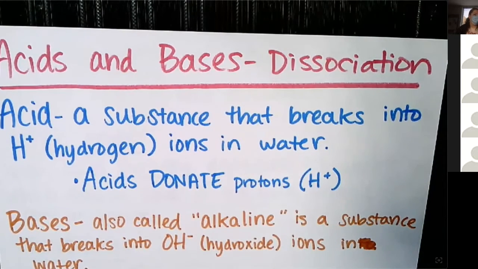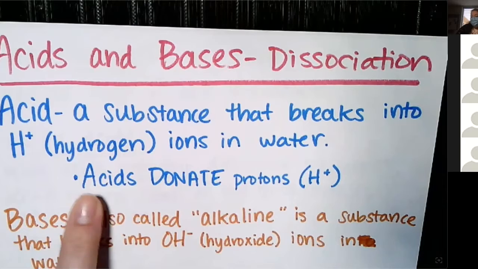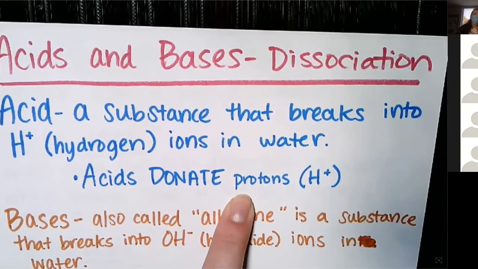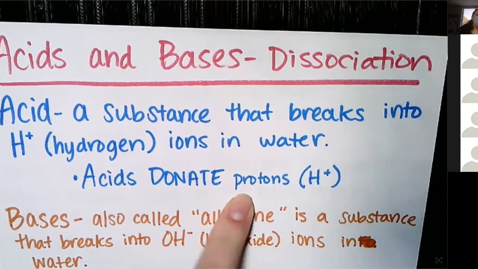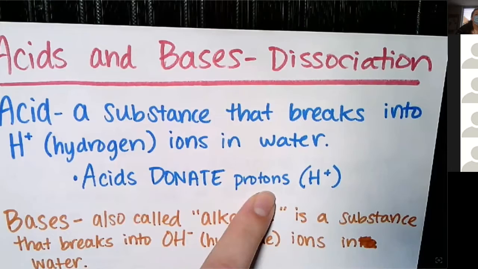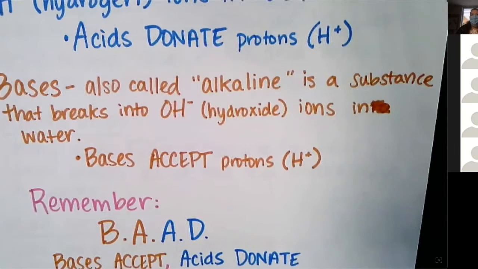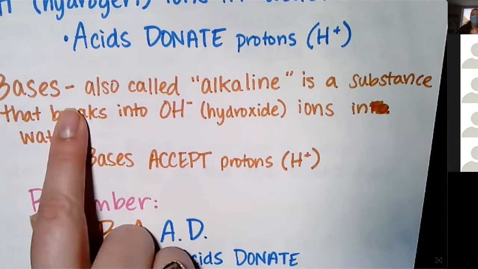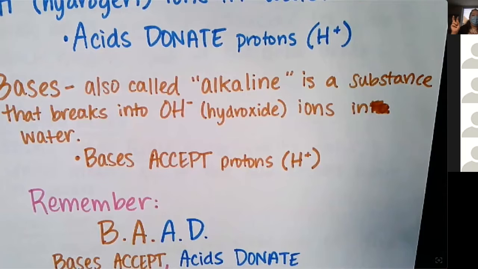That's what that means. Okay, so something you need to know is that acids are going to donate protons. That's not going to make sense yet, but it will. Okay, so acids donate protons. That's something you need to know. Bases are the opposite. So they're also called alkaline substances.